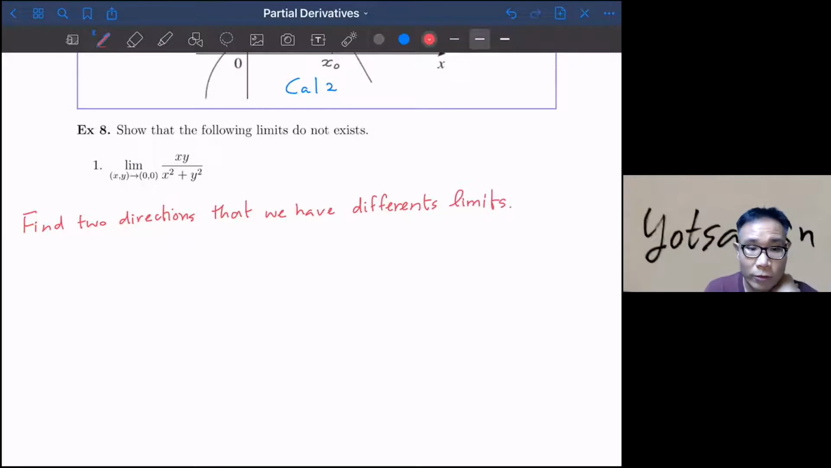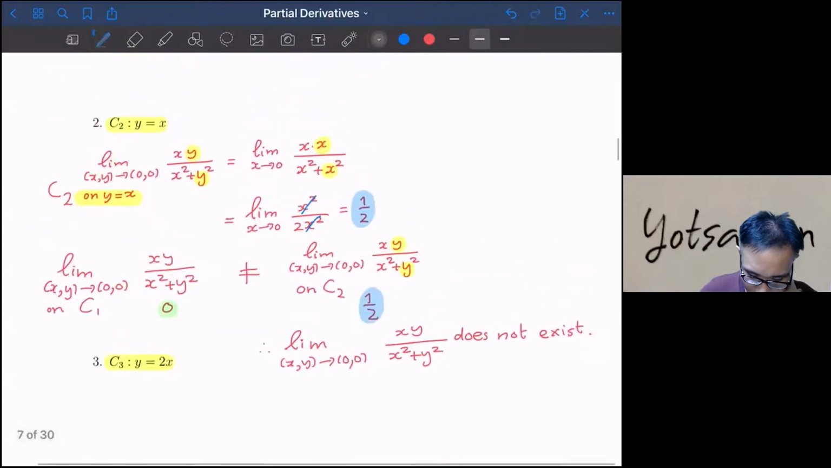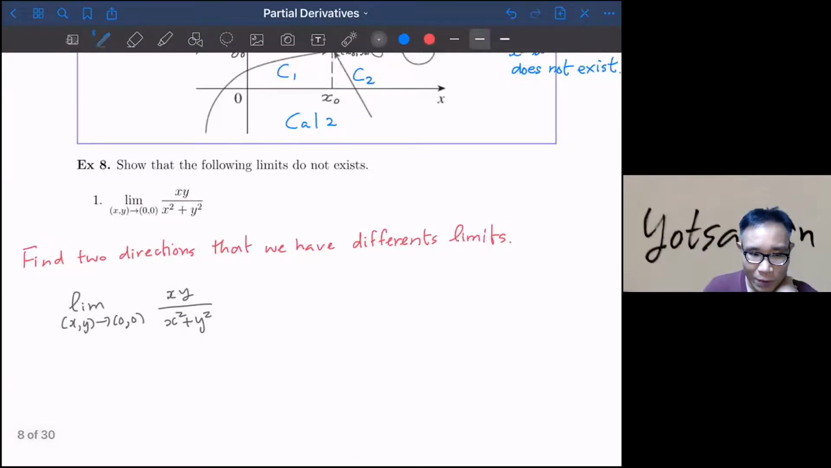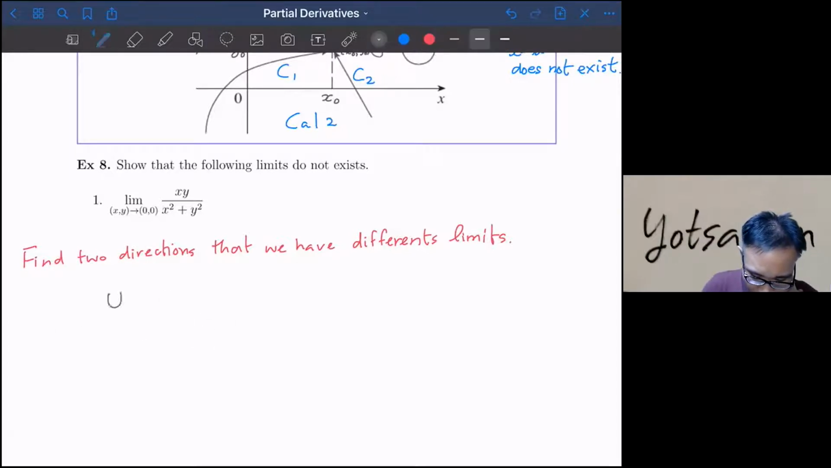Okay, so we're gonna find two directions that have different limits. For this one, you're gonna find the limit as (x, y) goes to (0, 0) of xy over x squared plus y squared. We already did this example. You use example 7, so we do not have to do anything for example 8. We already did this one.